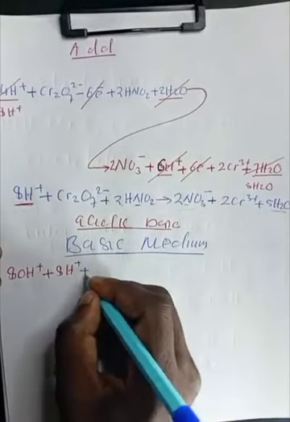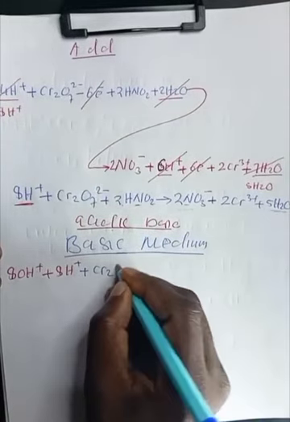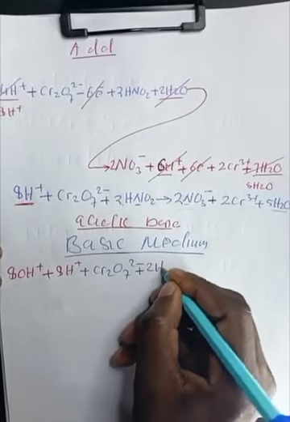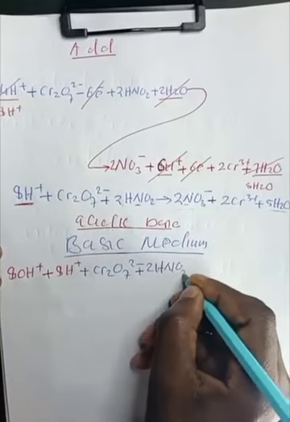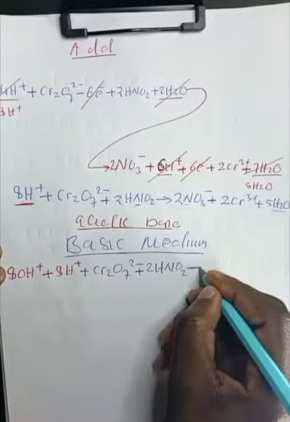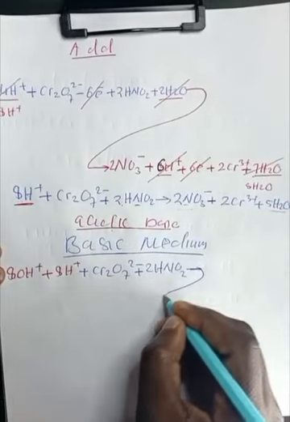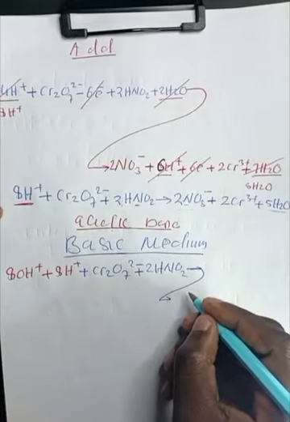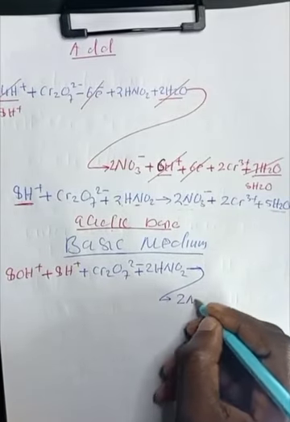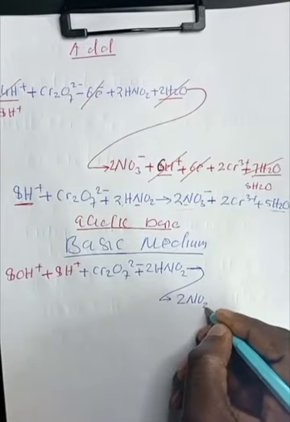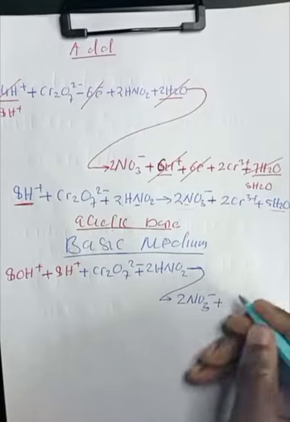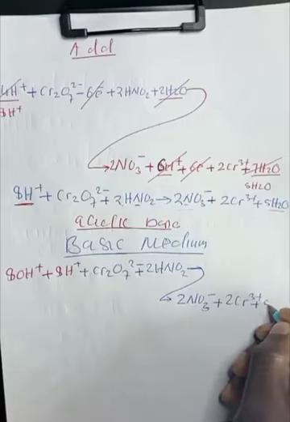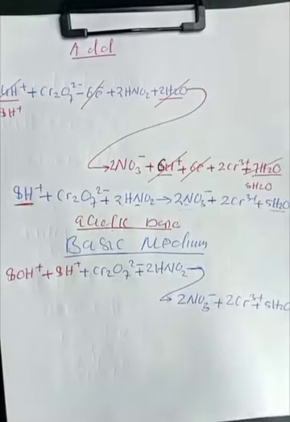Then everything will be plus Cr2O7 2 minus, then plus 2HNO2, producing 2NO3 minus, then plus 2 Cr3 plus, then plus 5 water molecules.